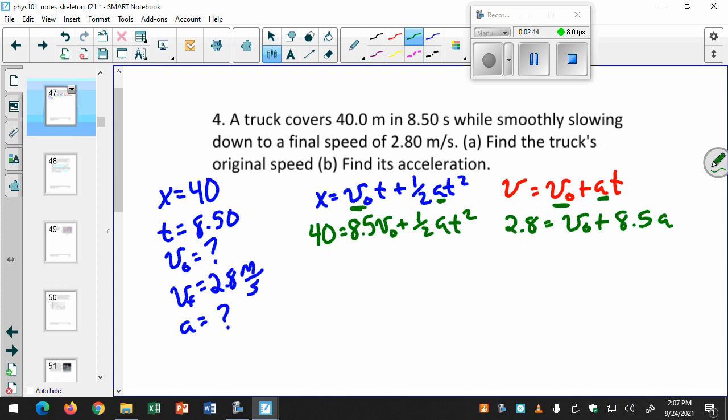Oh, wait, no, I'm sorry. I messed up again. I know here t squared. So I'm going to put it in here, 8.5 squared. All right, so I don't know what v naught and a are. I'm going to solve this for, let's solve it for a. I'm going to say that a is equal to 2.8.